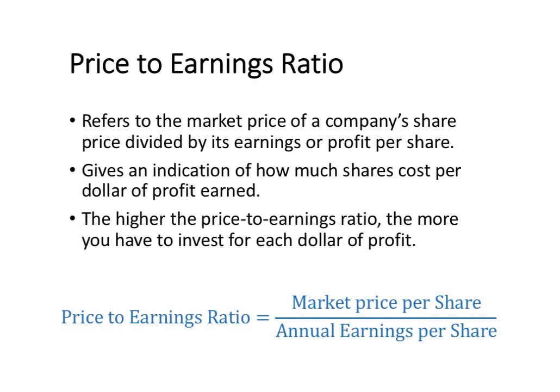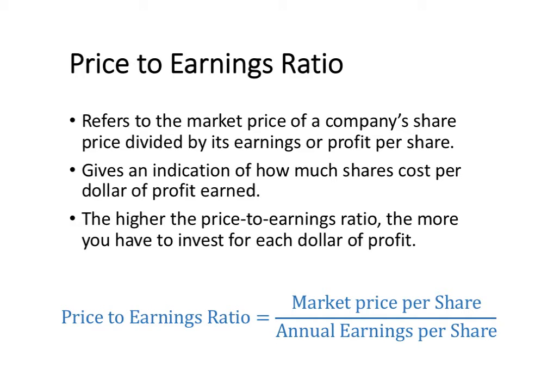In this video, we're going to have a look at calculating the price to earnings ratio for shares in companies. Now, the price to earnings ratio refers to the market price of a company's shares divided by its earnings or its profit per share. It gives the investor an indication of how much the shares cost per dollar of profit earned. Now, it can be used by investors to compare share investments in two separate companies.